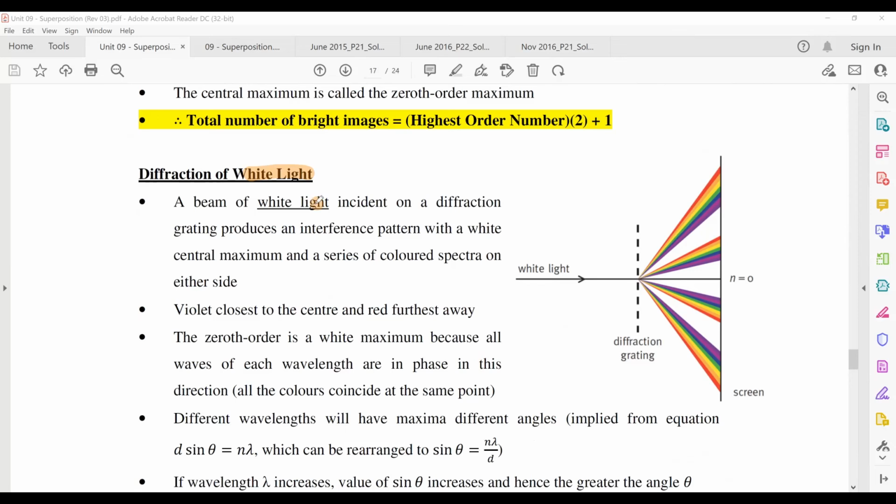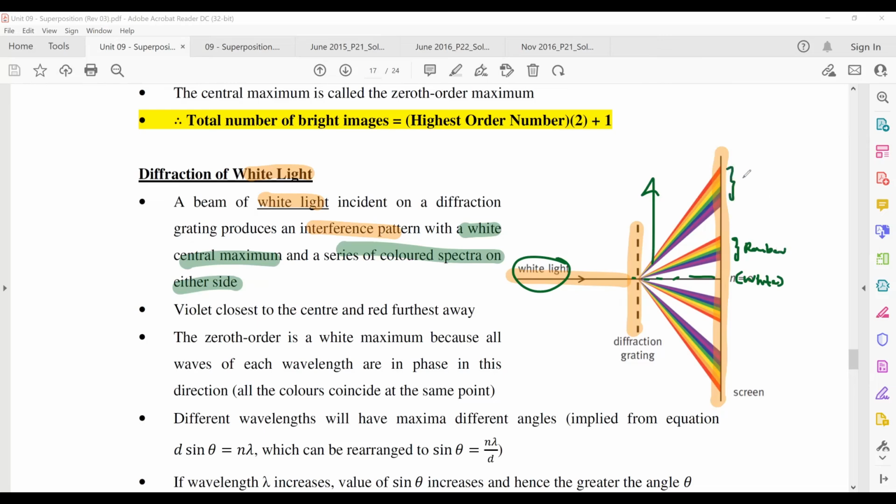So if you try to shine a beam of white light onto your diffraction grating, you will still get interference pattern on your screen. All right? But the interference pattern that you see on your screen right now would consist of a white central maximum and a series of color spectra on either side. So what you will see on the screen is that you shine white light at the center, you will still see white. But then after that, when you go further away from the center line, you start to see rainbow colors. Okay, you start to see rainbow colors.